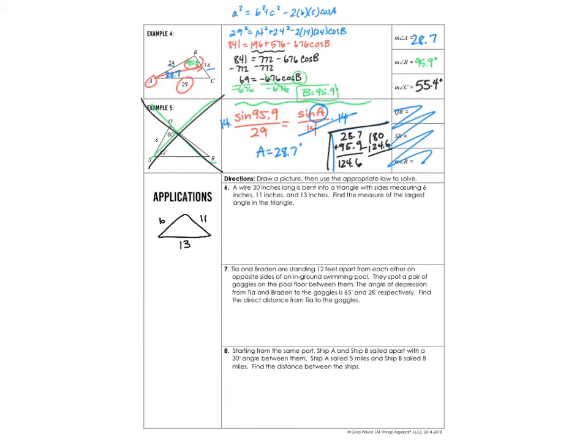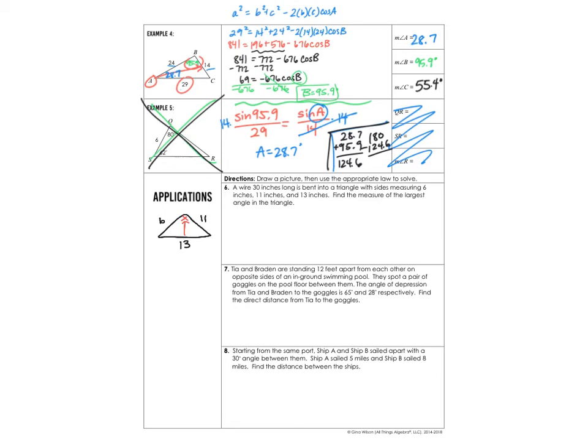Now, it doesn't tell us it's a right angle. That's how we know we're going to use the law of sines or cosines. If it's a right angle, then we use other things. We use trig. Okay. So how do we know which one's the largest angle? Well, it's going to be across from the largest side, which is 13. So this is the angle we're looking for.